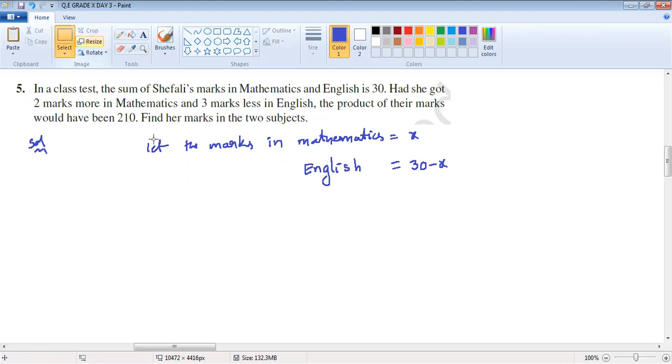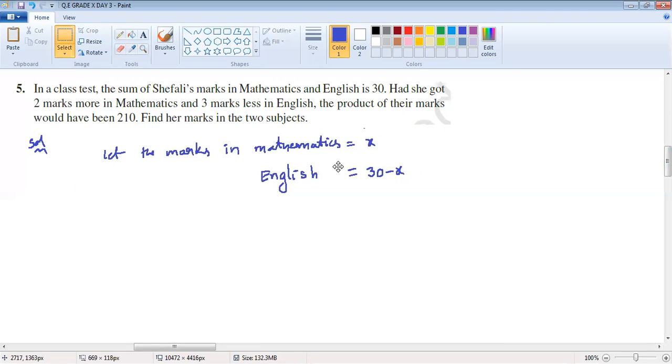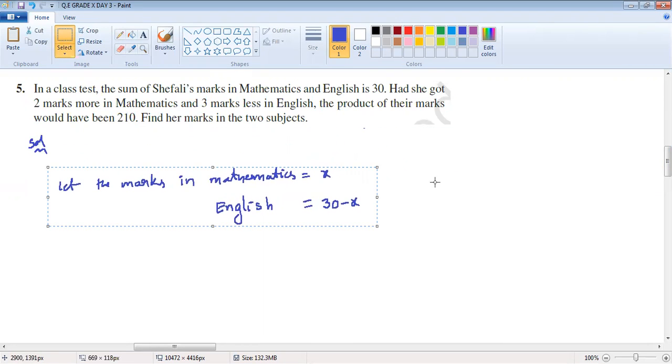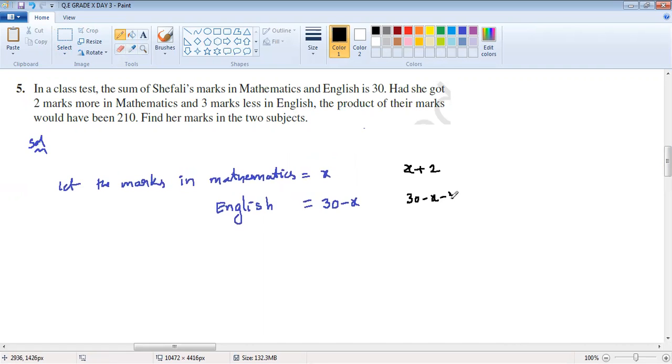Actually, what is the criteria here? What is happening? 2 marks more in maths: x plus 2. 3 marks less in English: 30 minus x minus 3, which is 27 minus x. Am I right, ma? Yes, sir. What is it? The product of the new marks. So x plus 2 into 27 minus x is equal to 210.